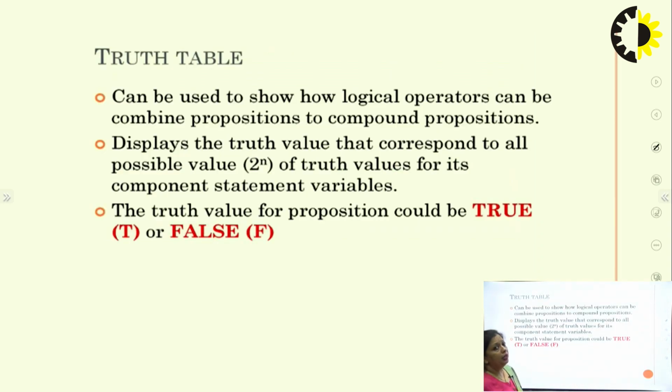Now we have something known as a truth table, which is basically there to check the truth values of the propositions. These truth tables can be used to show how the logical operators can be used to combine the propositions or give values to compound propositions. It displays the truth value that corresponds to all the possible values of the variables of the compound statement. The truth value for a proposition can either be true or false.